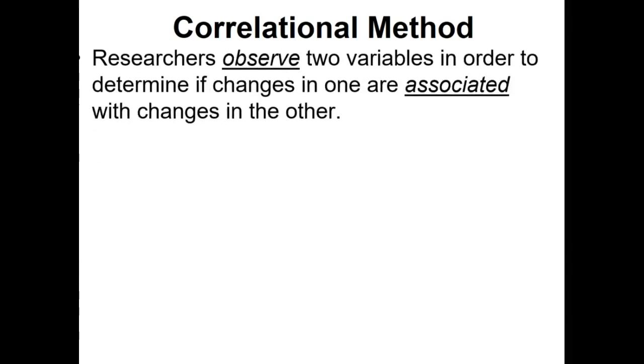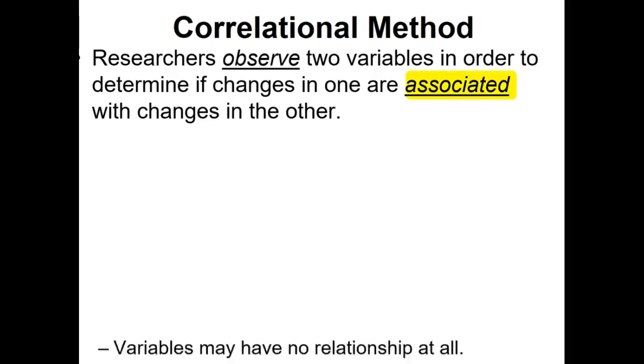Let's review some basic information about the correlational method of research. For the correlational method, researchers do not manipulate any of the variables. They simply observe two variables in order to determine if changes in one are associated with changes in the other. Another way of saying correlated is associated.